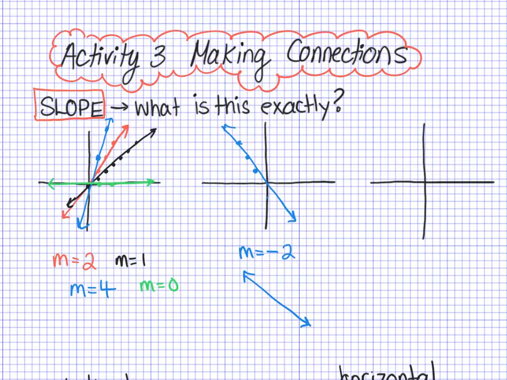I should have made that the same color as the positive one, which was red, just so you could see it. So that's our slope of -2. Same steepness, just going in the other direction. To summarize, negative slopes are sloping down to the right, and positive slopes are going up to the right. Okay, so there you go.